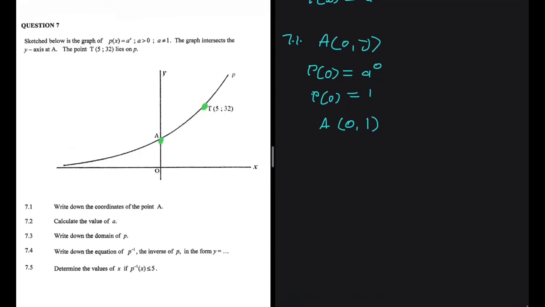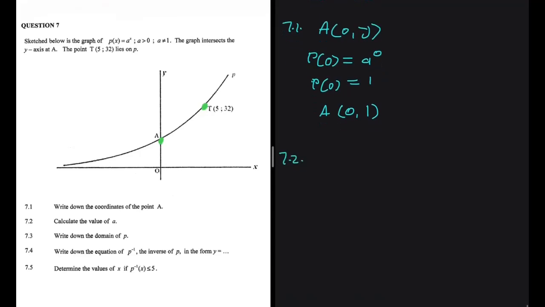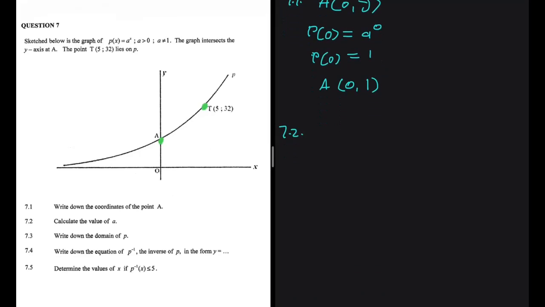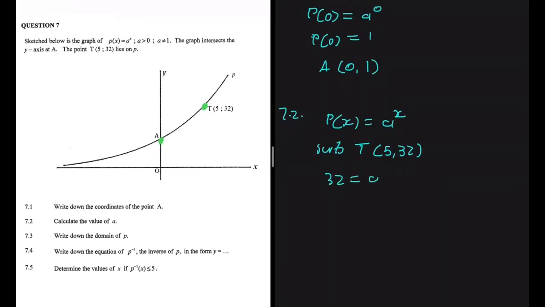And then now moving to the second question, 7.2, it is saying let's calculate the value of a, the variable in our equation. So we know that p of x is equal to a to the power x. Now we need that value of a. So what we can do here is substitute the coordinates of point t, which is 5 and 32, as we can clearly see. So the y value of p of x at point t is 32, and we're looking for a, and then to the power x, x is 5.